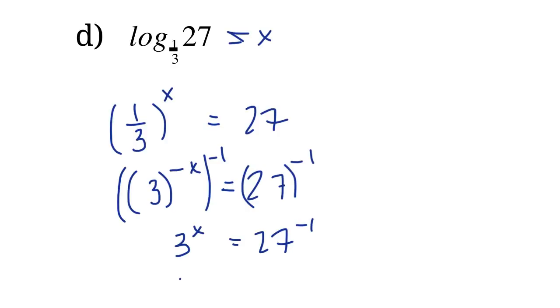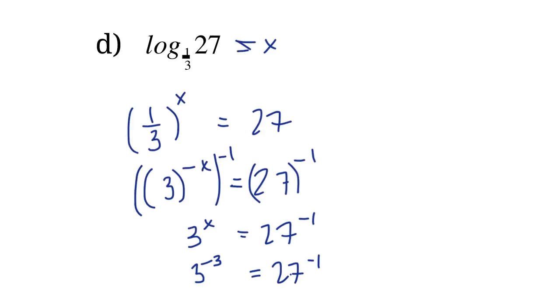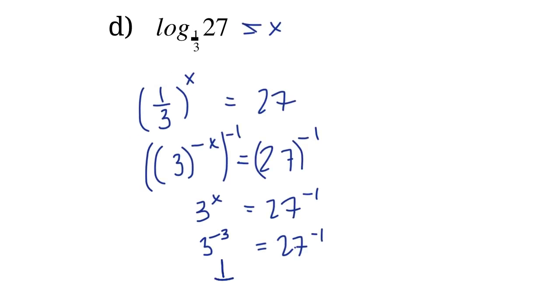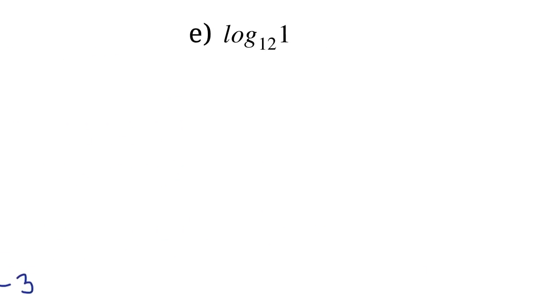If I plugged in a -3 here, what that's going to give me is like doing 1 over 3 cubed, or 1 over 27, right? Which is the same thing as 27 to the -1, which is 1 over 27. So that tells us that x has to equal -3. Okay? All right, moving on to the next question. Log base 12 of 1. So turning this into exponential form again, 12 to the power of x gives us 1.